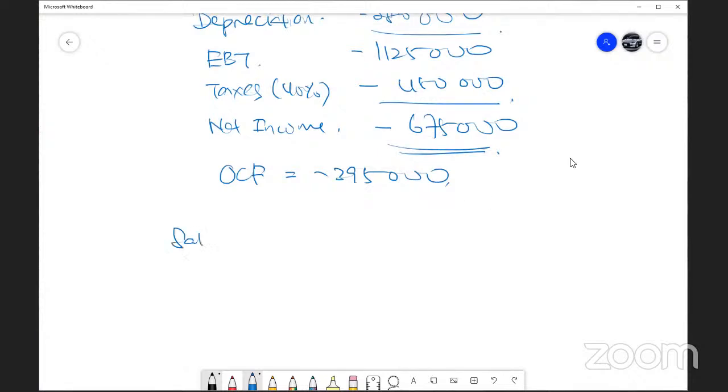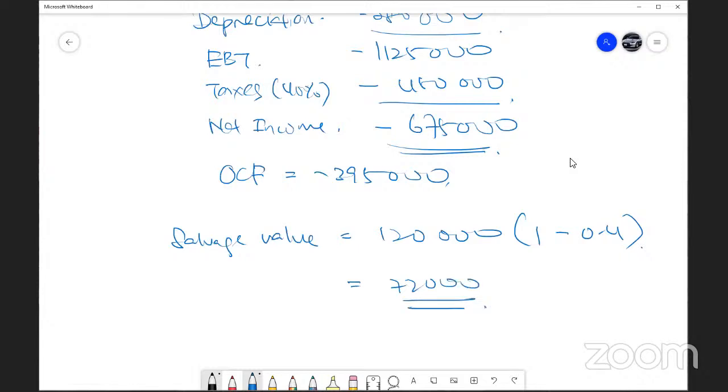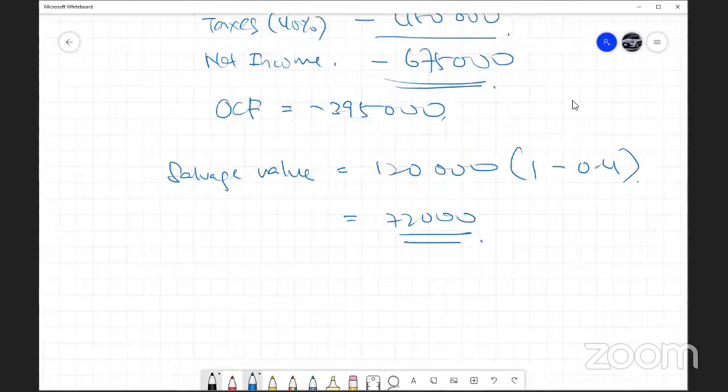Okay. All right. So now you got the initial investment, your operating cash flow, and lastly, you're going to count the salvage value. At the end of the 5th year, you can sell at $120,000. You need to be taxed, so times 1 minus 0.4. So the balance will be only $72,000.